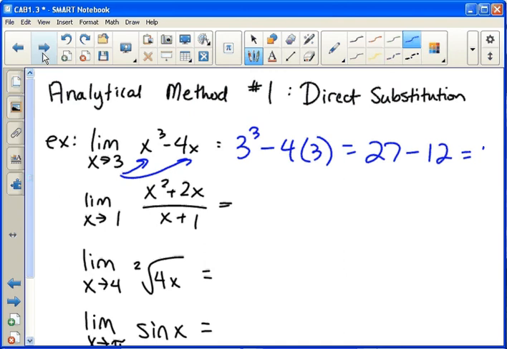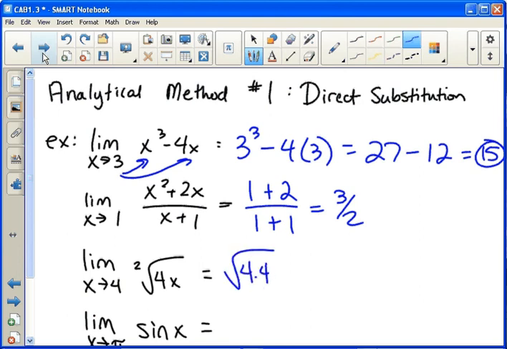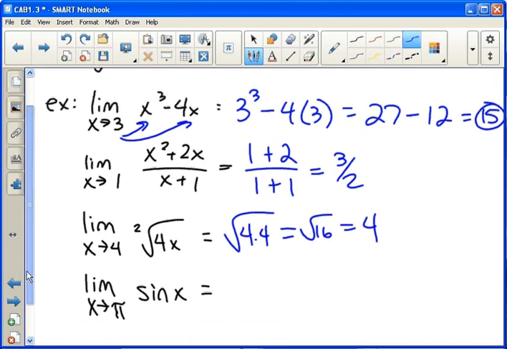Now the next limit, as x approaches 1. So next we do it, and we get 1 plus 2 over 1 plus 1. We get 3 halves. Okay, this bottom here we've got the square root of 4x. So square root of 4 times 4 when I plug in 4 for x. So square root of 16, which is 4. And finally, any student in my class should know this one just by looking at it, because you should know your unit circle. We plug in pi, sine of pi is 0.